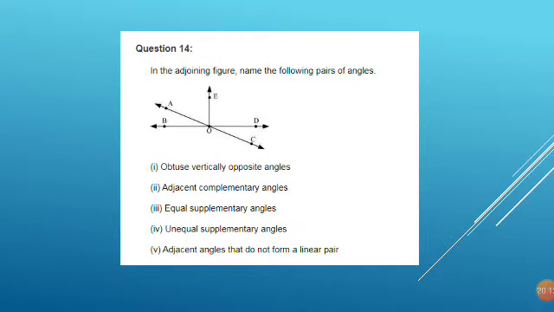In the adjoining figure, name the following pairs of angles. The first one is obtuse vertically opposite angles. The second one is adjacent complementary angles. Then: vertically opposite angles, adjacent angles, equal supplementary angles, unequal supplementary angles, adjacent angles that do not form a linear pair. Do these five sums. Write them in the classwork note.